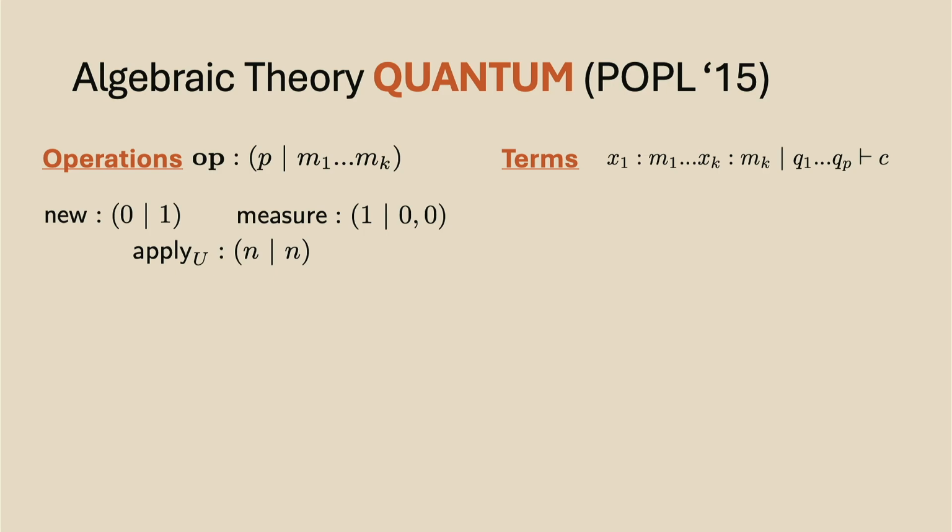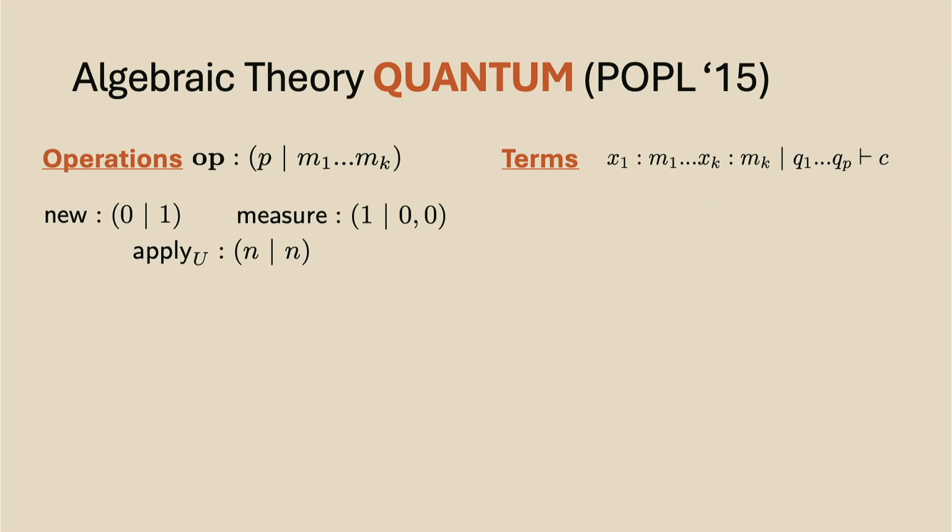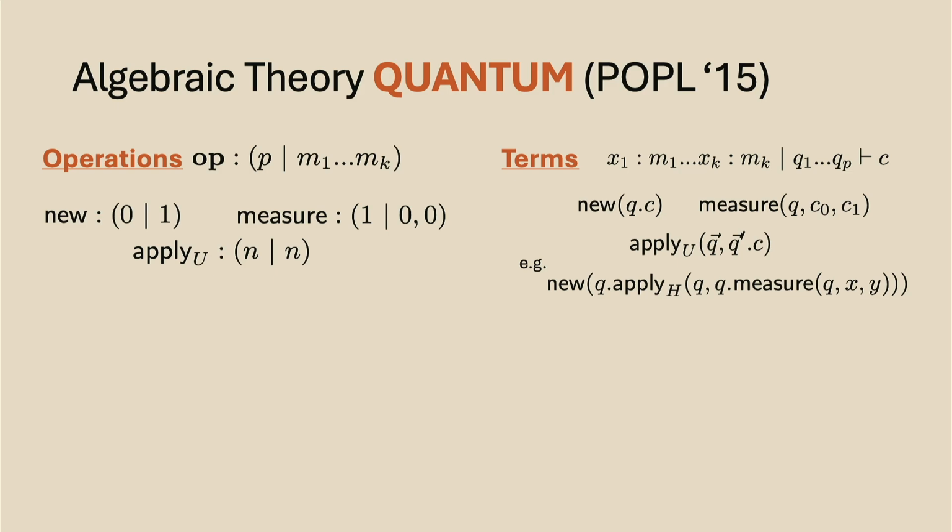From these operations, you can generate terms using this typing sequent, where a term C that is typed like this depends on p parameters, or p qubits, and chooses between one of the k outcomes, and gives you m_i qubits if it chooses the ith outcome. So you can write terms like this, where for example the new qubit operation would create a new qubit at 0, bind it to Q, and then continue with C. And the rest is similar. And you can create terms like this.